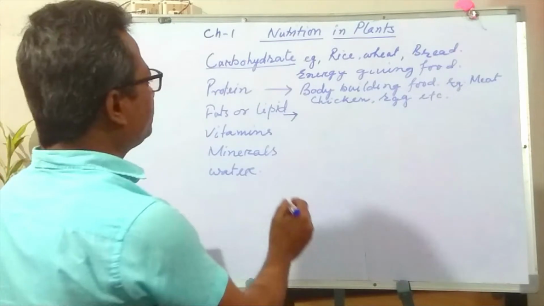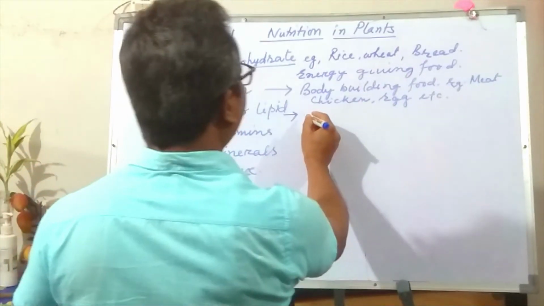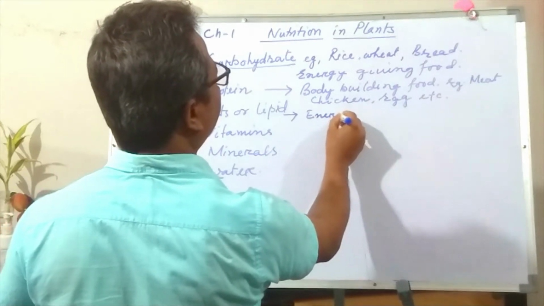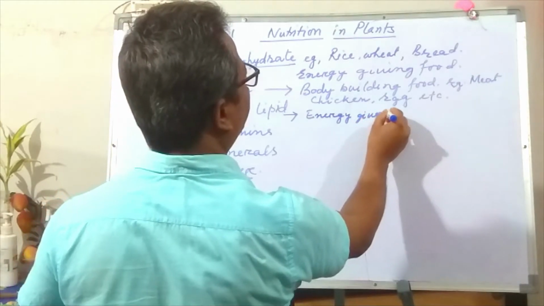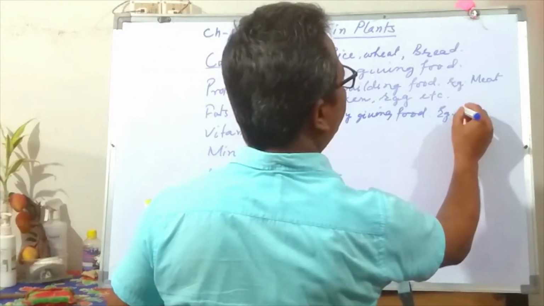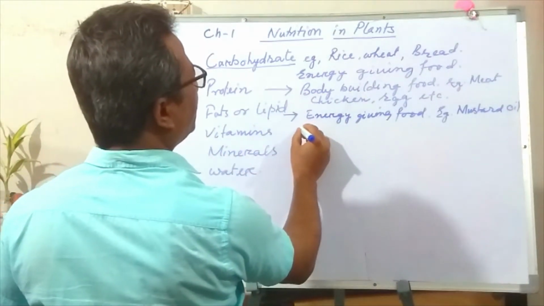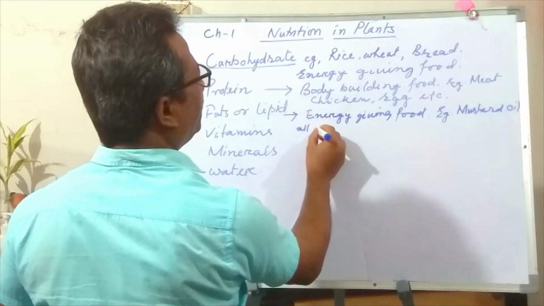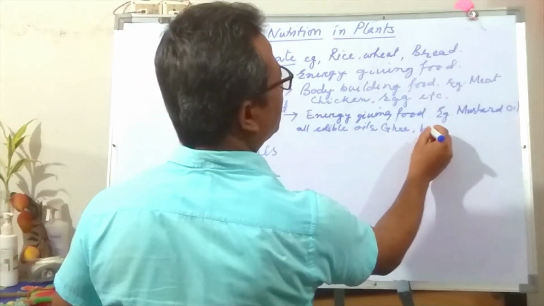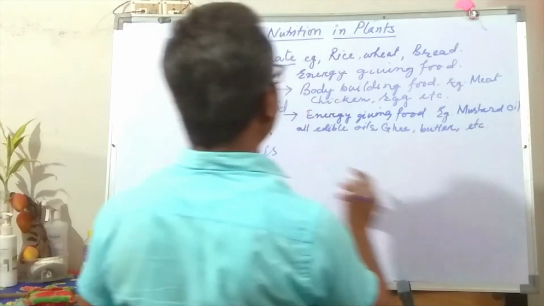Fats. These are oil. This is also energy giving food. As for example, mustard oil, all edible oils, ghee, butter, etc. belong to these groups.